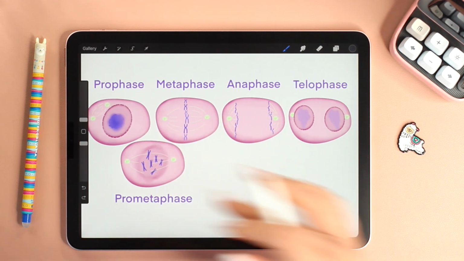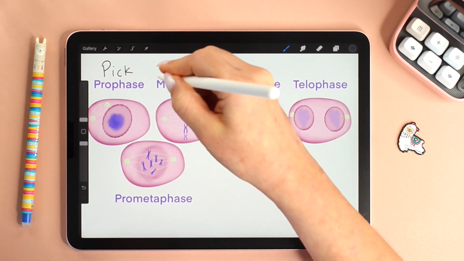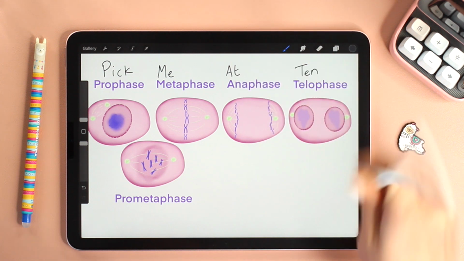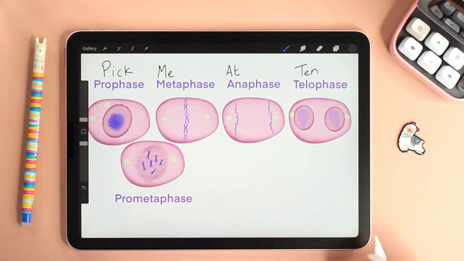An easy way to remember the order is "pick me at 10." So pick me at 10. Prophase, metaphase, anaphase, telophase. In fact, this is something my biology teacher back when I was in high school taught us.